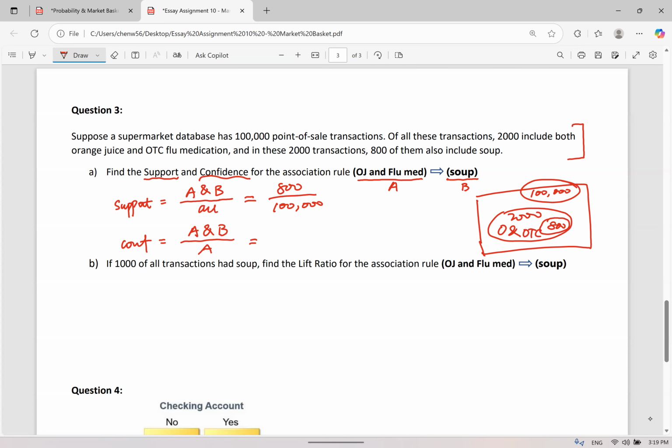Then what about the confidence? The top will be exactly the same, right? So for the support and confidence, they have exactly the same top, but the bottom will be out of all the transactions that contain A. That means all the transactions that contain orange juice and flu medicine. So it will be out of 2,000. Perfect.